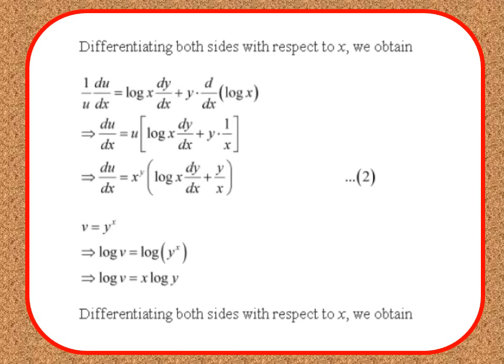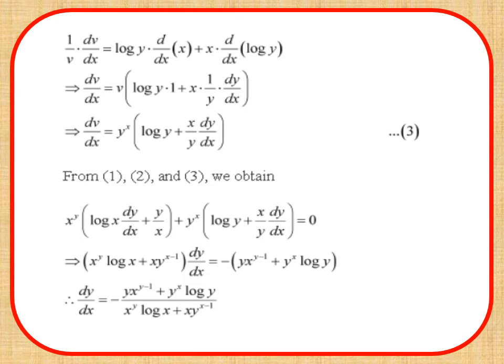Clear? Now second, we have v equal to y^x. So we have to follow the same procedure. Taking log, so log v is equal to x log y. Clear? So differentiating both sides with respect to x, we are getting 1/v dv/dx equals log y times the differentiation of x plus x times the differentiation of log y.